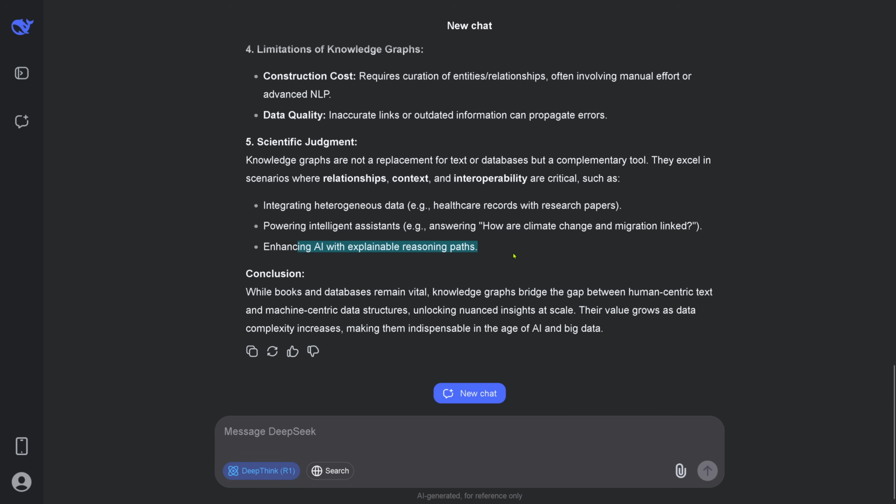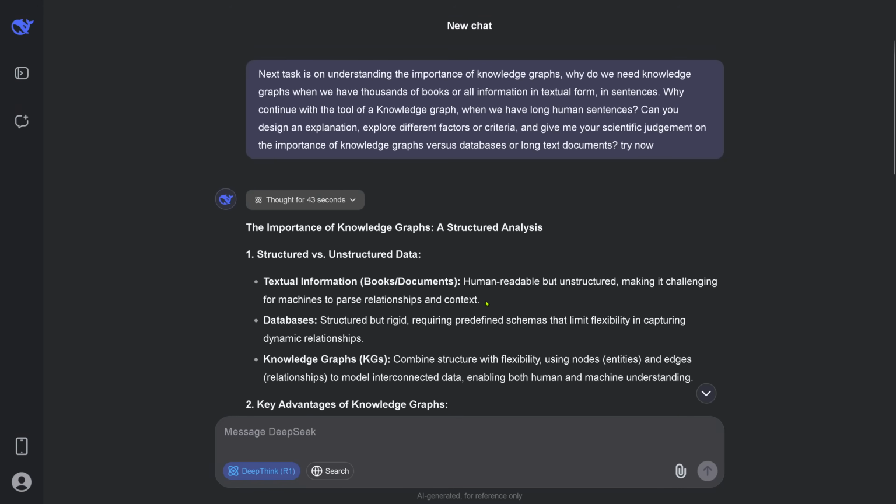What a beautiful explanation. So while books and databases remain vital, knowledge graphs bridge the gap between human-centric text and machine-centric data structures, unlocking nuanced insight at scale. And their value grows as the data complexity increases, making them indispensable in the era of AI and big data. This is all that I need to go on, since now I understand the importance of knowledge graphs in the future of AI compared to databases or long text documents.